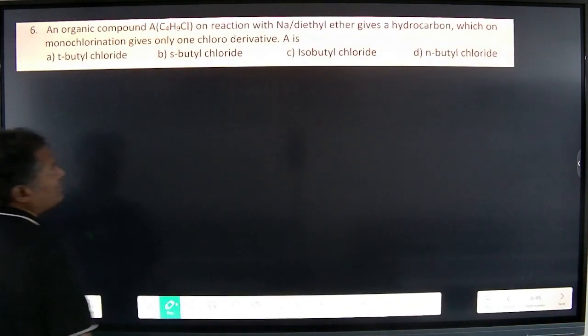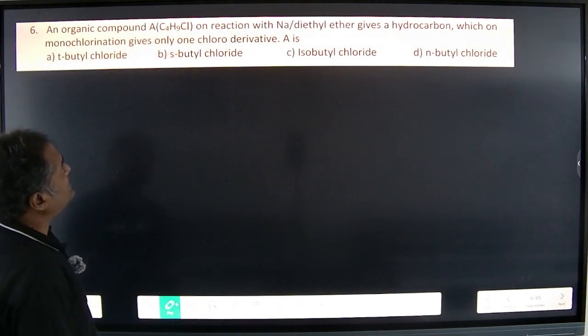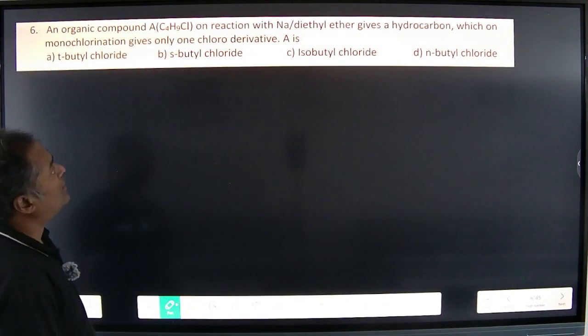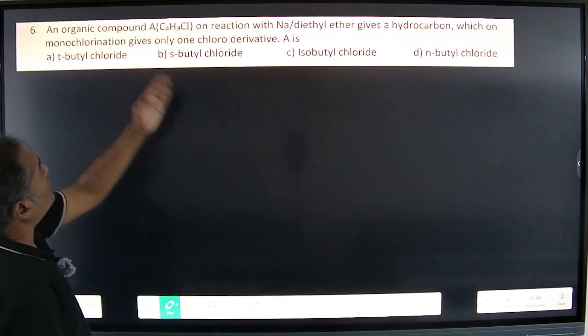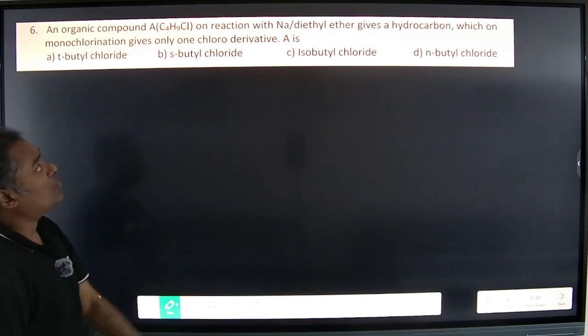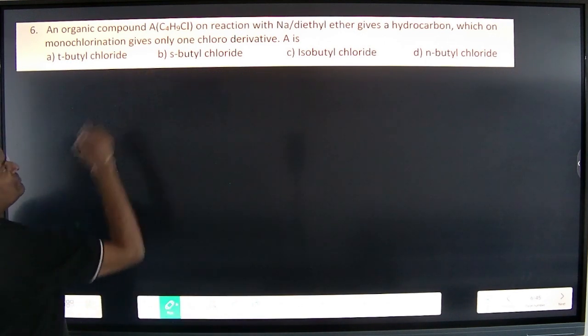Now, here what they have given, child, is an organic compound, C4H9Cl, which on reaction with sodium in diethyl ether gives a hydrocarbon, which on monochlorination gives only one chloro derivative. Now, my question to you is very simple again. Which reaction are they talking about?